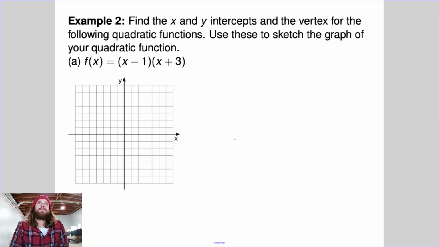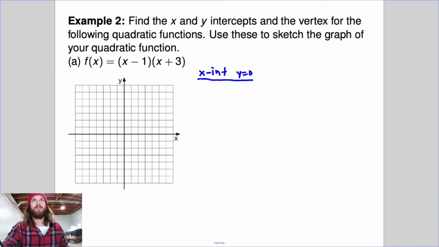Here we go. Find the x and y-intercepts and the vertex for the following quadratic functions. Use these to sketch the graph of your quadratic function. So first things first, I'm going to go through in blue. We're going to find our x-intercepts, and to remember, to find our x-intercepts, we're plugging in y equals 0.